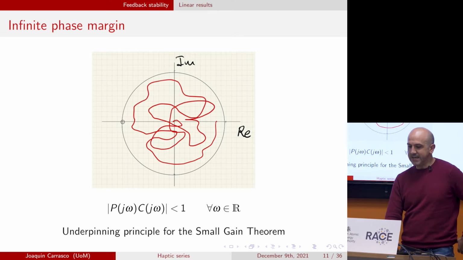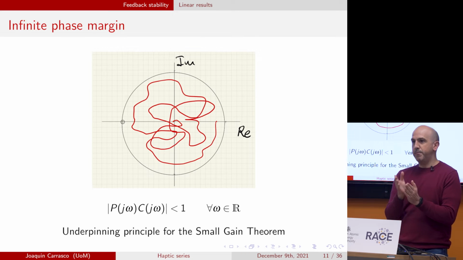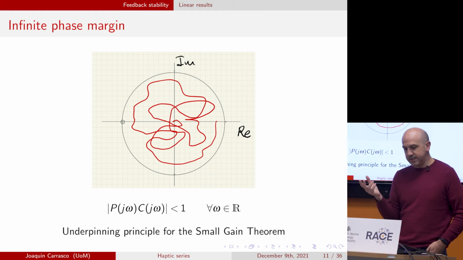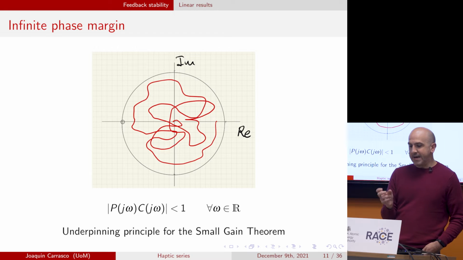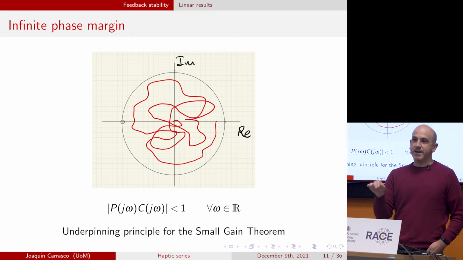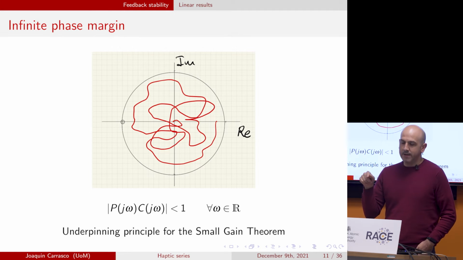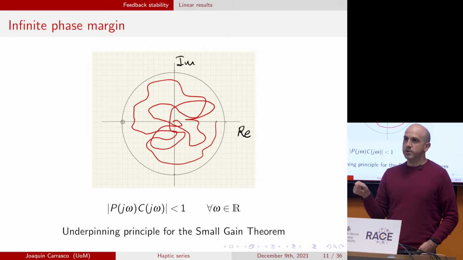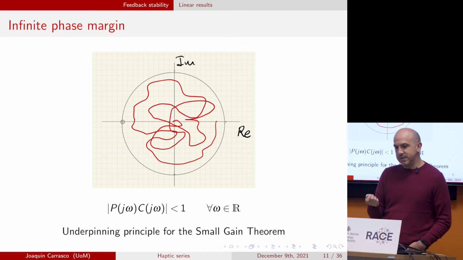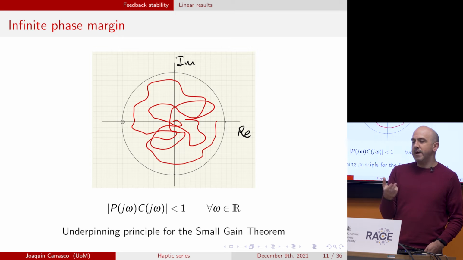Okay? So basically, if the product of your plant with your controller, or any two systems that you are using, always has a magnitude lower than 1 for every frequency, I really don't care what you are doing inside. But what I can tell you for sure is that your feedback system is going to be stable. And this toy example is actually the underpinning concept that we are going to be using later when we define the small gain theorem.